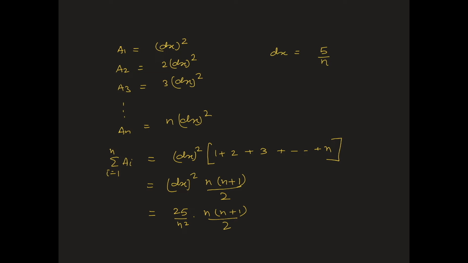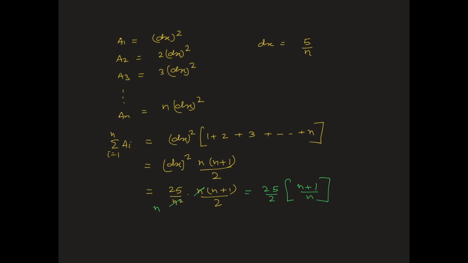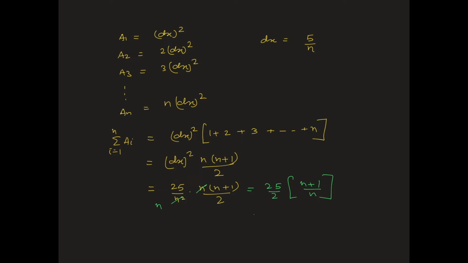Now what are we going to do? Look carefully, one n from n and n squared cancels, leaving n. Then we can write it as 25 by 2 into n plus 1 divided by n. One final step, just the last step. What are we going to do next? 25 by 2 into 1 plus 1 by n. Now we know that n is tending to infinity. So 1 by infinity is approximately equal to 0, or we can say 1 by n is actually tending to 0.